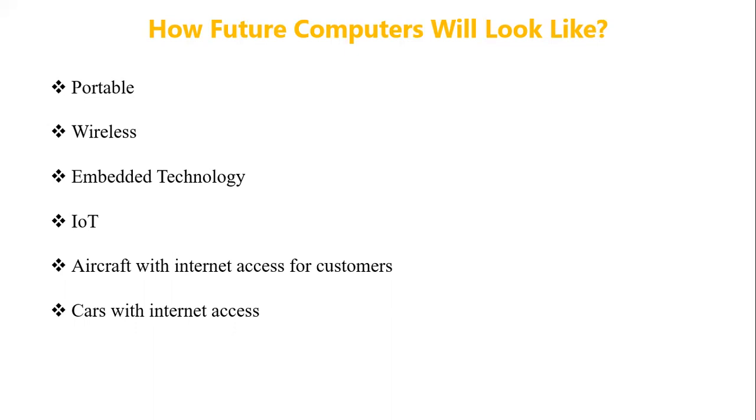And also the cars would be able to identify and communicate with the devices that are present inside the car, and they may form a local piconet kind of network. Devices like mobile phones, laptops, or personal digital assistants would all be able to interact with each other. So this is how the future computers will probably look like.